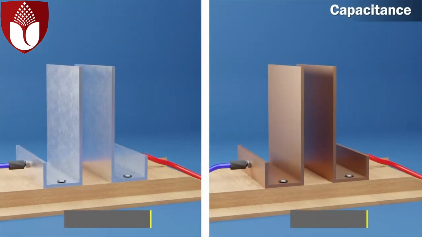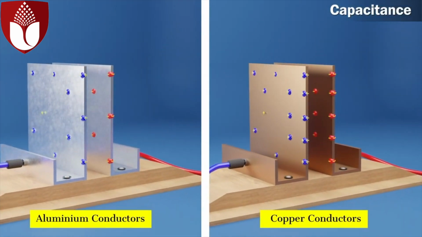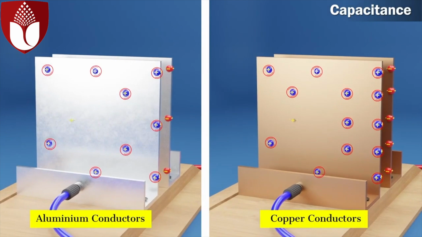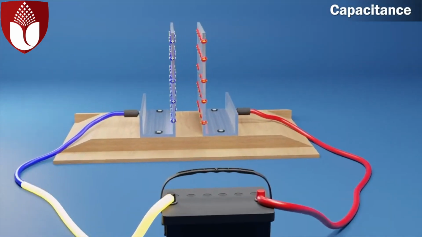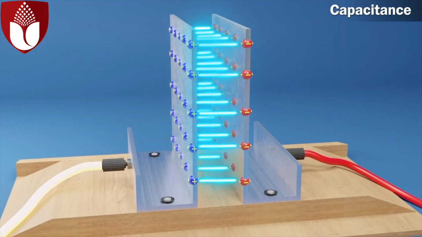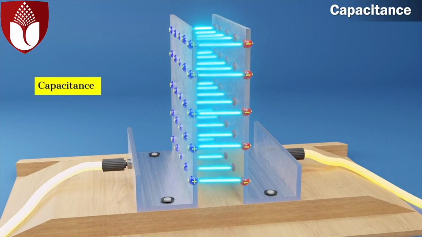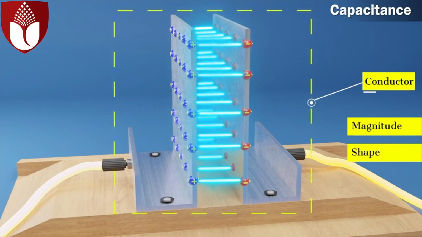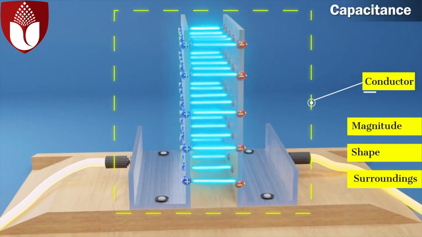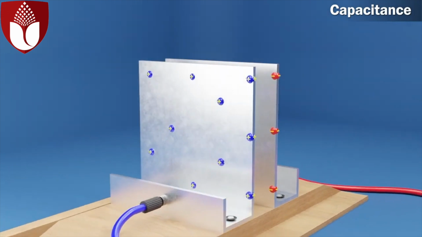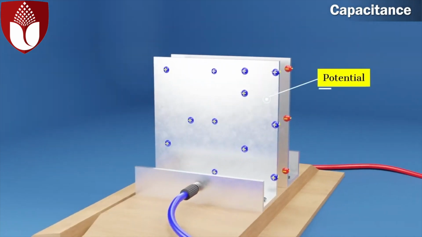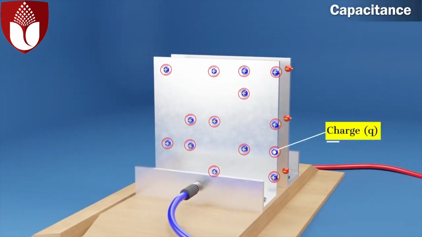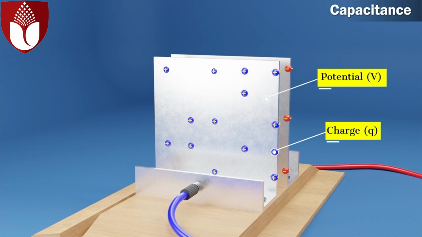Capacitance. Two conductors at different potentials have different capacities to hold charge. Capacitance is the capacity of a conductor to hold electric potential. Capacitance depends on the magnitude, shape, and surroundings of a conductor. If the charge on a conductor is increased, its potential increases too. Its charge, Q, is directly proportional to its potential, V.